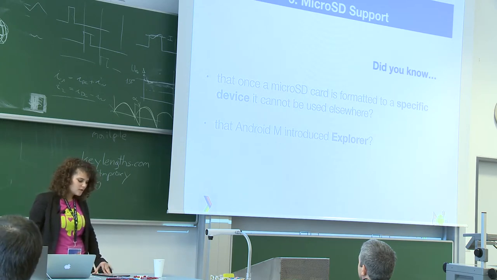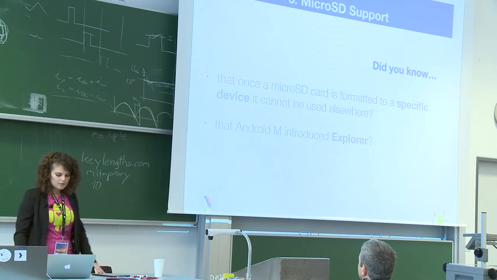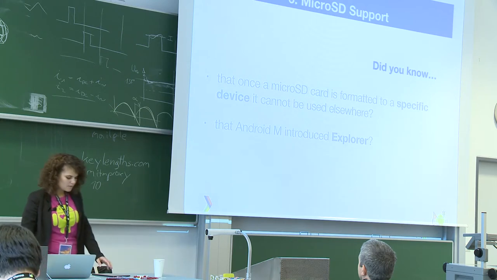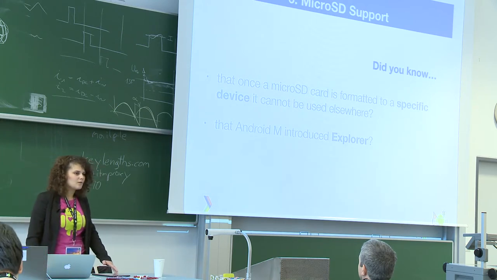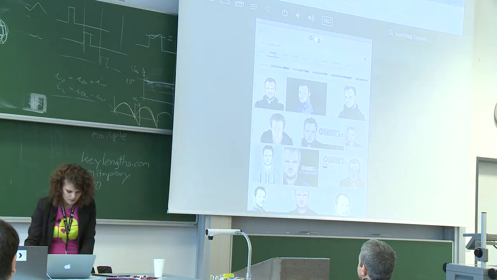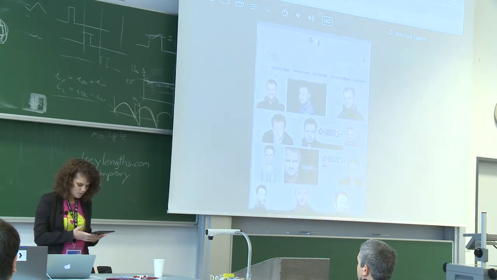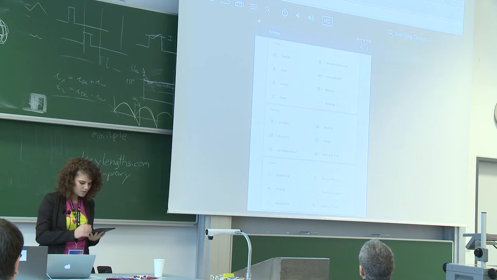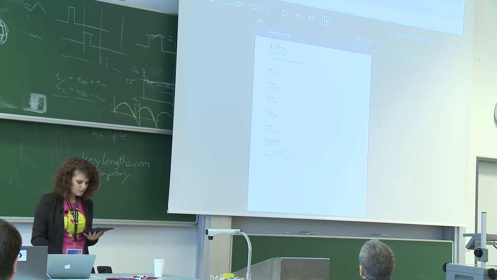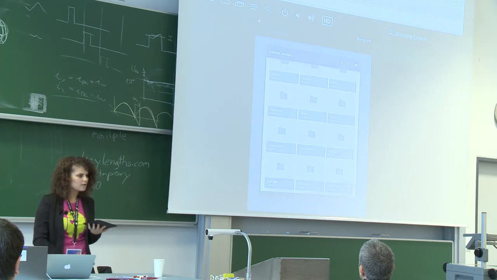And if you want to see what's inside, you can use this Explorer, which is basically the storage. Until now we always had to download some type of Explorer, but now it's introduced in Android M. So if you go to settings, and then storage and USB, you will see Explorer. And now in Explorer you can see what your Android has, okay?